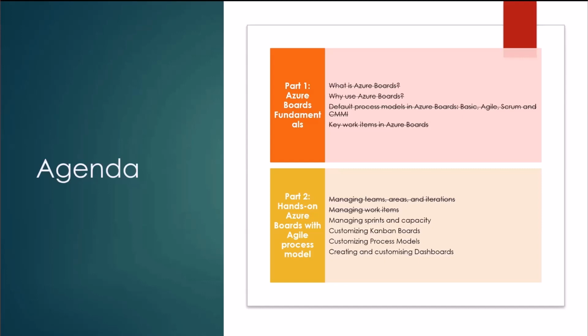Part 2 is a combination of theory plus practicals. We covered the topics related to 2 labs and saw the steps for those 2 labs. 1, managing teams, areas and iterations. We also created a team called Cloud Rigs. And we also renamed the default iteration names from iteration 1, iteration 2, iteration 3 to sprint 1, sprint 2 and sprint 3. Then we saw how to manage work items.